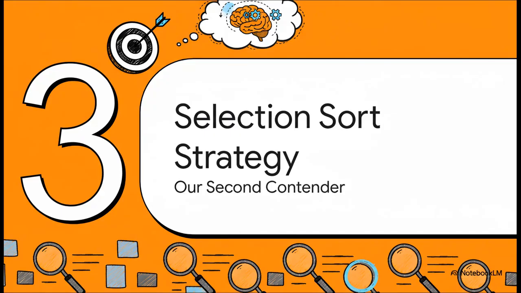And now for our second contender, Selection Sort. This one, well, it has a completely different personality. This is the silent, methodical planner. It doesn't make a single move until it has scanned the entire group and found exactly what it's looking for. It's all about making one single, decisive action per pass.